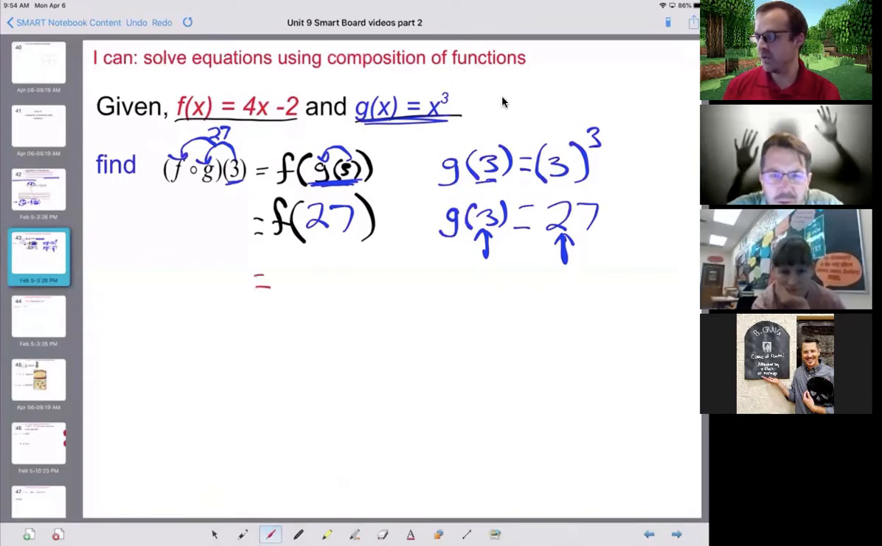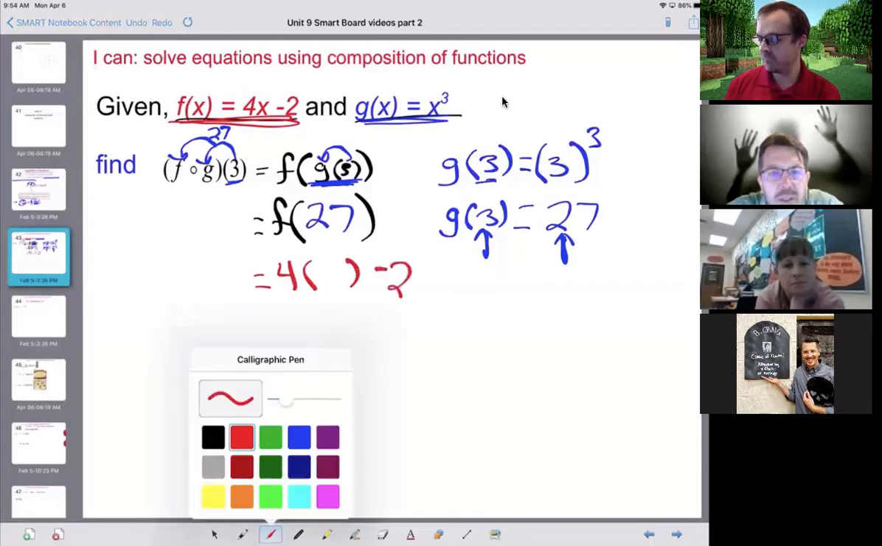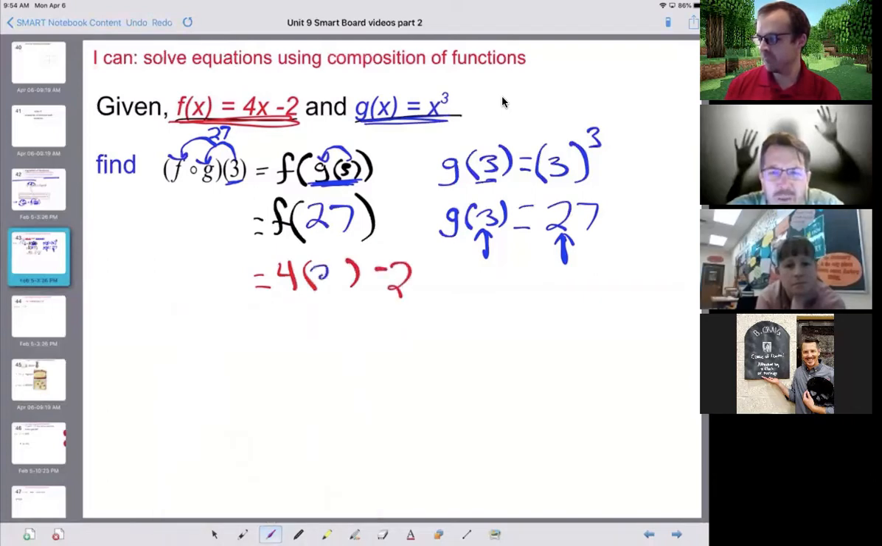What is the function f, though? 4x minus 2. So we're going to do 4 times x minus 2. But what was x in this case? 27. It's right there, Mr. Craig. Oh, okay. All right, and then we can either use our calculator at this point, go over to Google, type that in exactly how you see it, and get your answer. Or you can do it by hand.